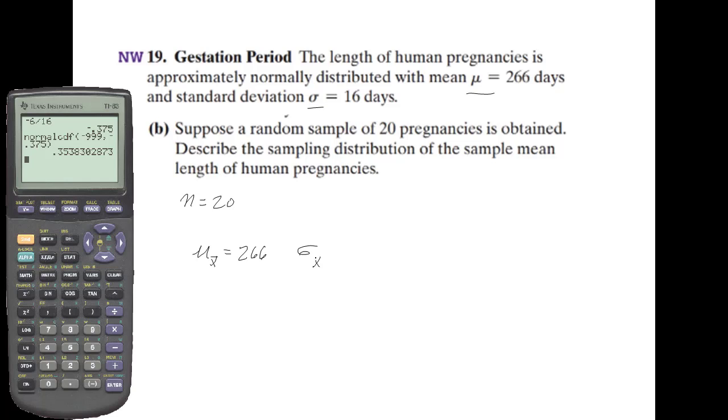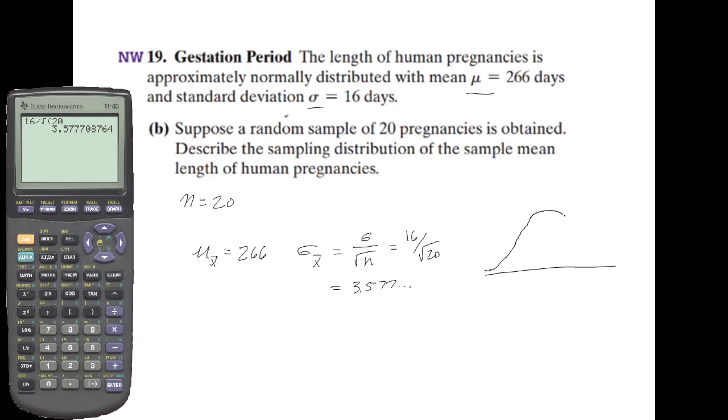And then sigma of the mean. The standard deviation of the means is going to be sigma divided by the square root of n. And in this case, sigma is 16 divided by the square root of 20. So I'm going to go over here and clear. 16 divided by second square root of 20 gives me 3.577 and some change. So what I have here is this distribution.